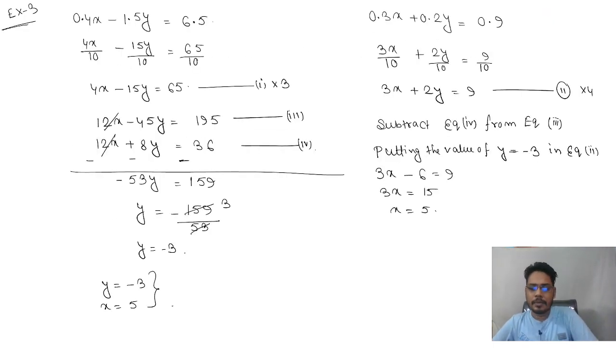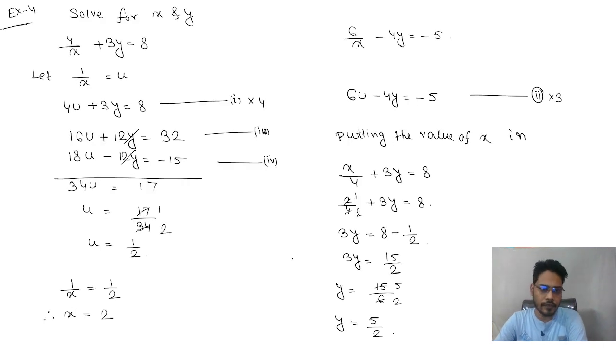Example number 3: when it is in decimal, first convert into fraction and then calculate. You will get the equations like this: 4x minus 15y is equal to 65, 3x plus 2y is equal to 9. Now the same method you have to follow and you will get the answer x and y.